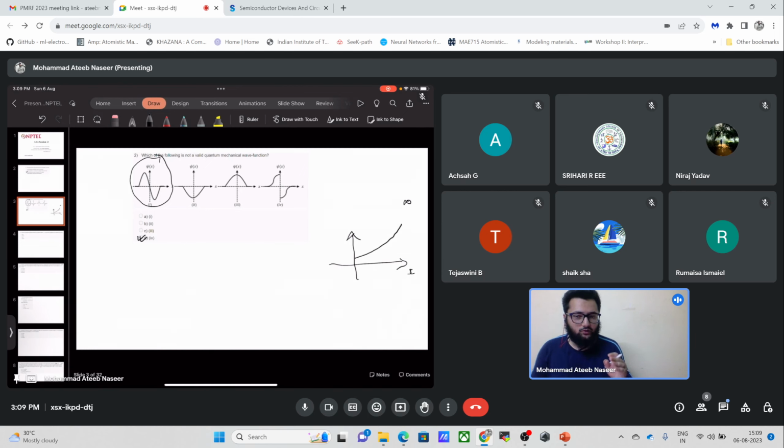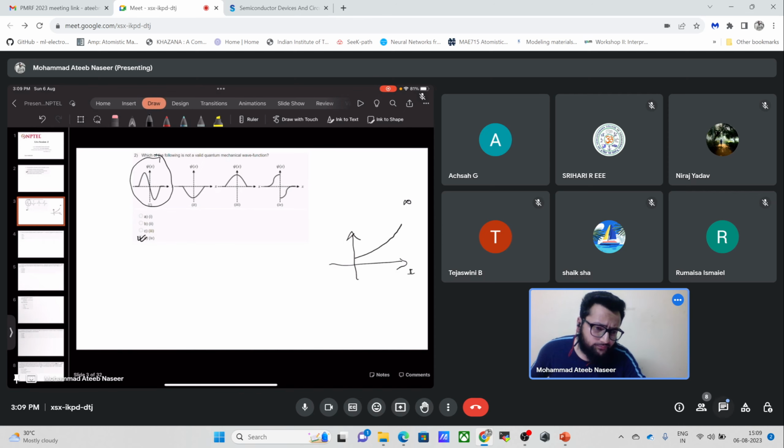Whenever you are normalizing any quantity between the limits minus infinity to infinity, you have some normalization constant in order to have the probability confined to a value of 1. And this small trick helps us to check whether these wave functions are normalizable within the limits of minus infinity to plus infinity.